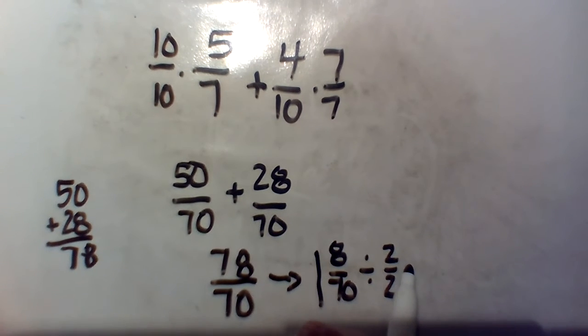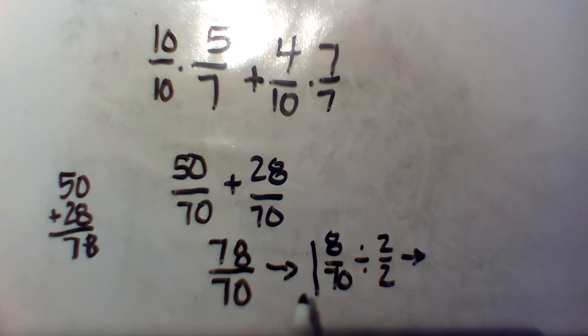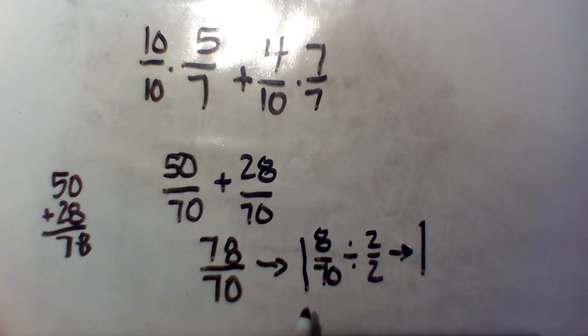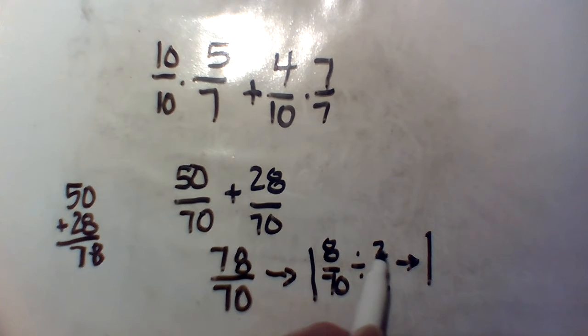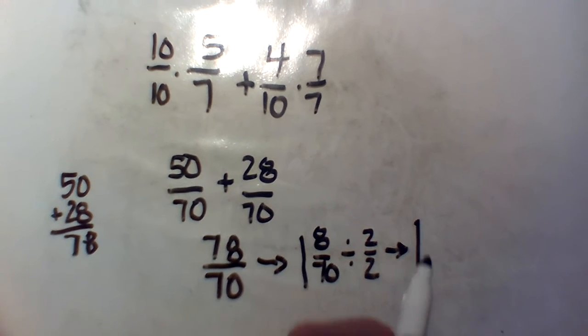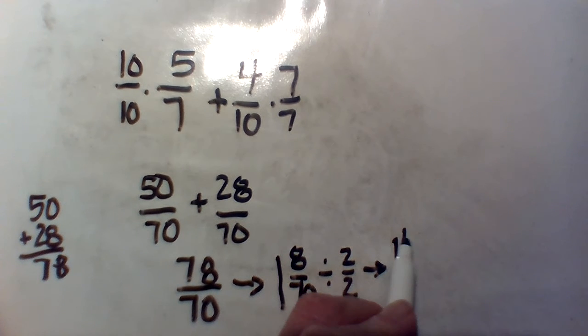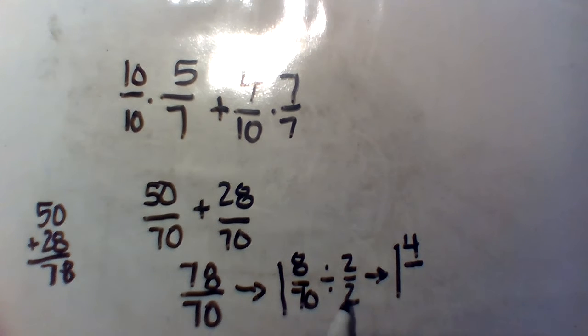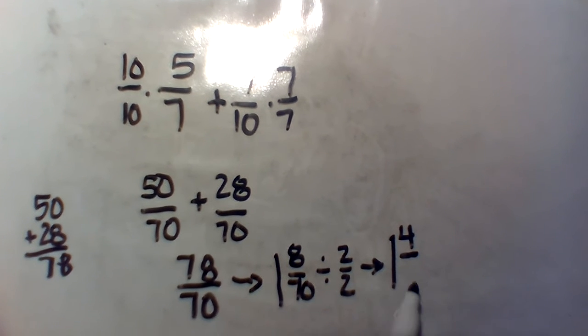And my one whole stays the same. So I didn't do anything for that. This is just my fraction. And 2 times what number gives me 8? That's the inverse for my division. So I'm going to get 4 over here. And 2 times what number gives me 70? In this case, it's going to be 35.